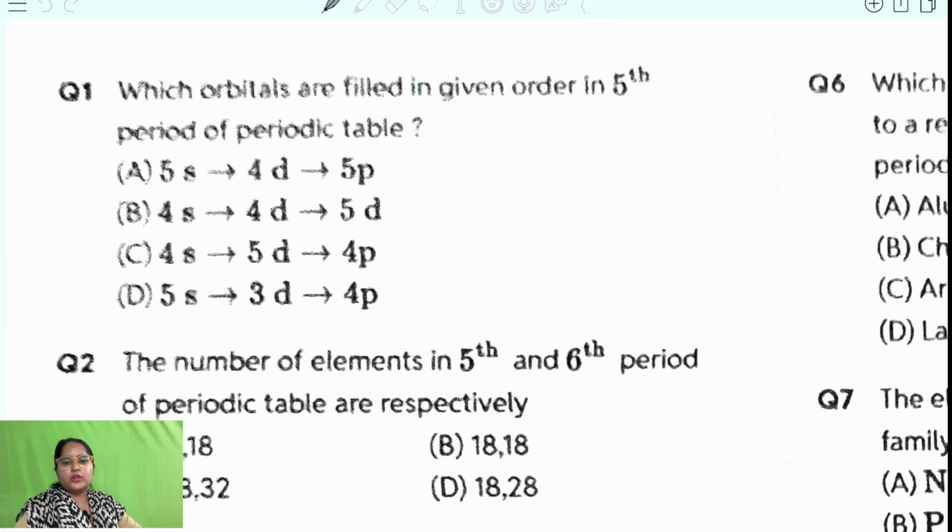So today we are going to discuss all the DPPs of periodic table 1 to 9. Okay, so let's get started. Which orbitals are filled in given order in the fifth period of the periodic table?